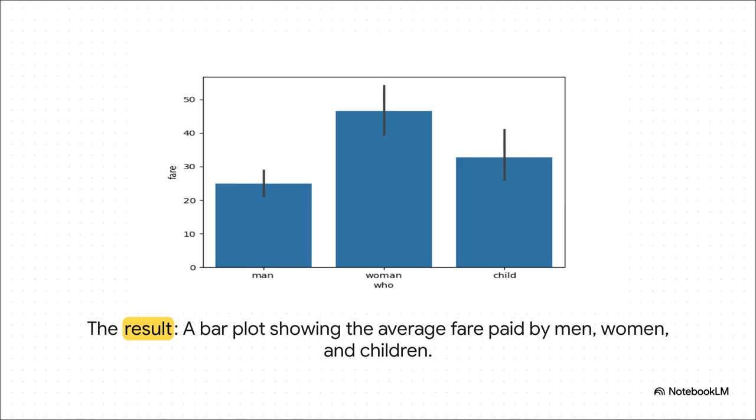But here's the really cool part. Did you notice we never told it to calculate an average? We didn't have to. The barplot function in Seaborn is smart. It automatically looked at all the men, calculated their average fare, and drew the bar. Then it did the same for the women and the same for the children. And those little black lines you see on top of the bars, those are called error bars. They just give us a quick idea of how spread out the ticket prices were for each group.